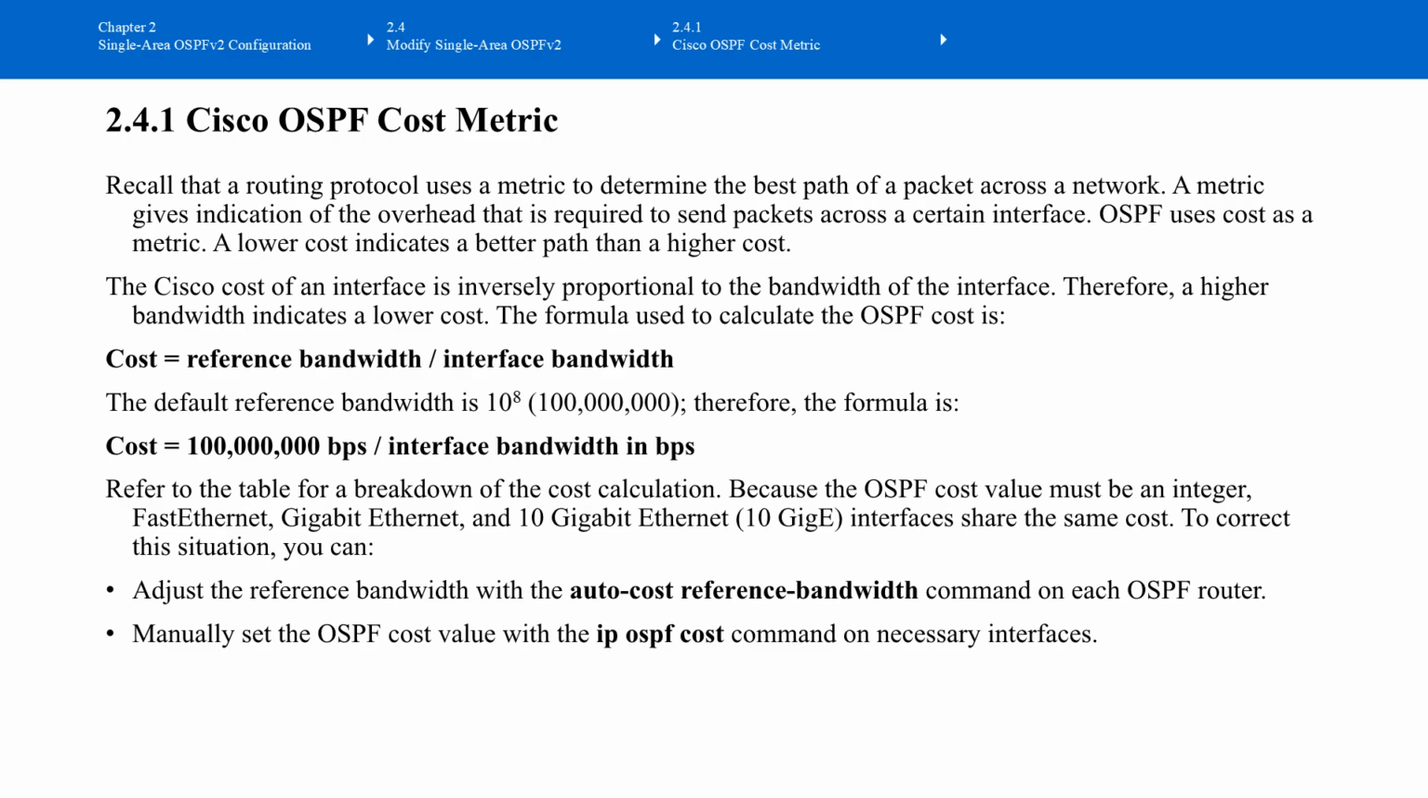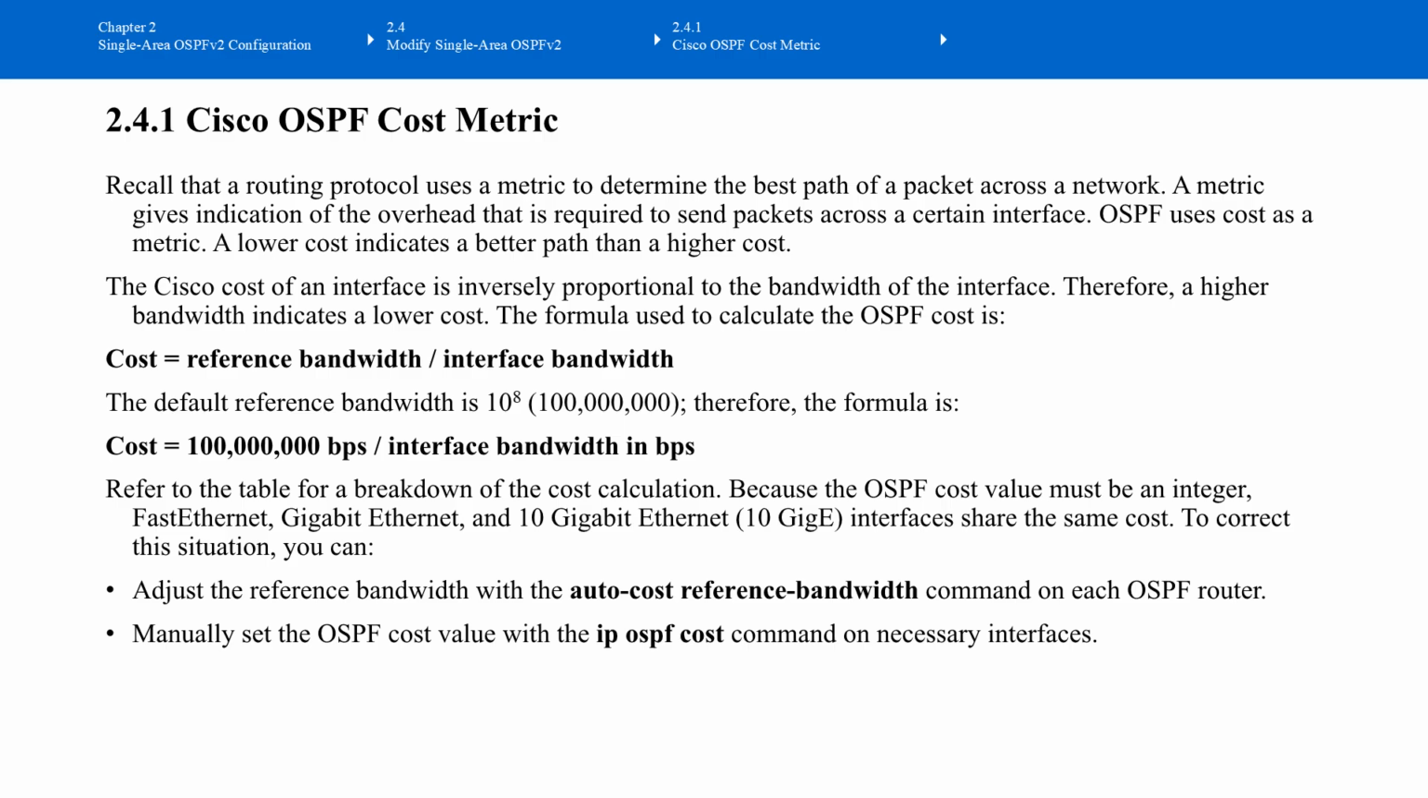OSPF calculates cost mainly based on the bandwidth of the interface. A faster interface normally has a lower cost, while a slower interface has a higher cost. The formula is: cost equals reference bandwidth divided by the interface bandwidth. By default, OSPF uses 100 megabits per second as the reference bandwidth. For example, a 10 megabits per second interface has a cost of 10, while a 100 megabits per second interface has a cost of 1.